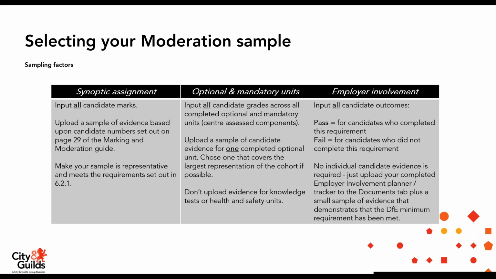You could have some registers of attendance that show that the learners attended, or maybe some kind of confirmation from employers to say that they attended their work placements. So some form of evidence to show that they completed that employer involvement. But the tracker, the planner, is sufficient to cover all of the candidates within that cohort for employer involvement.